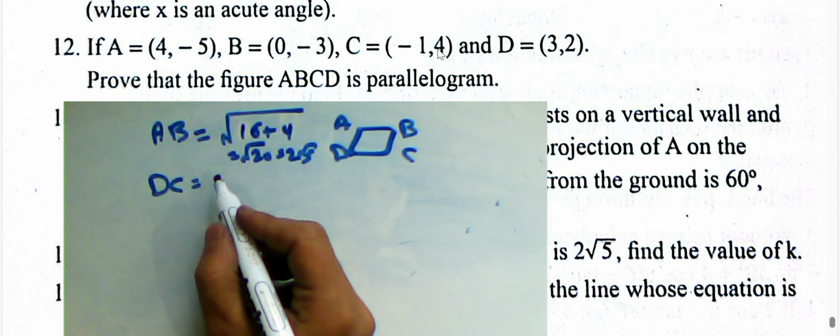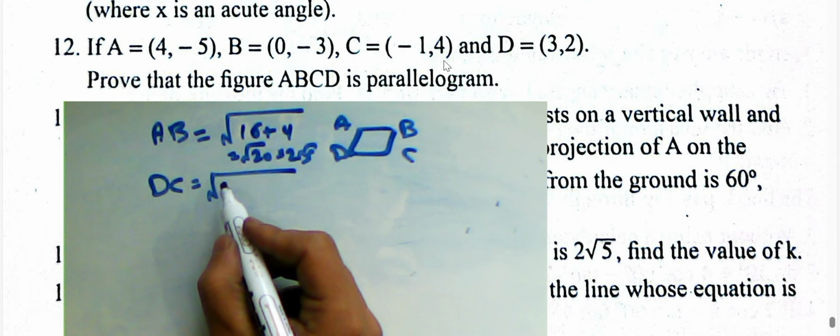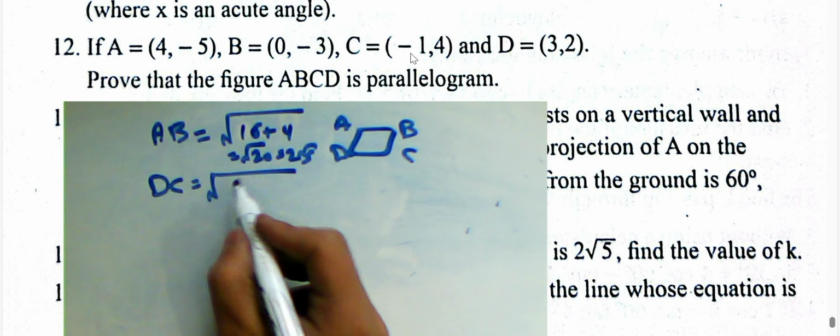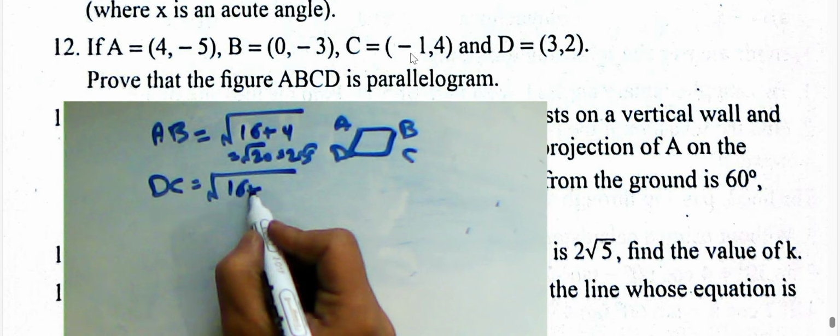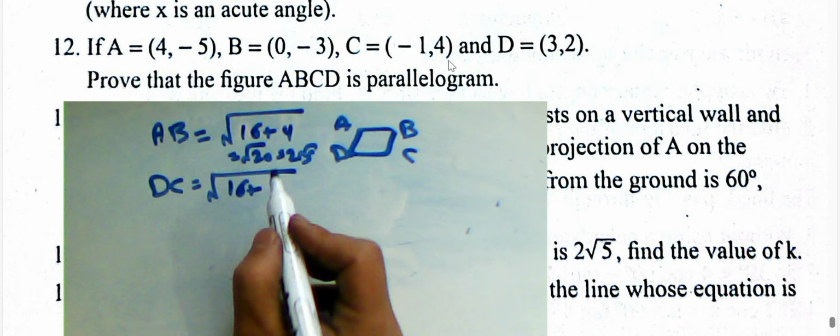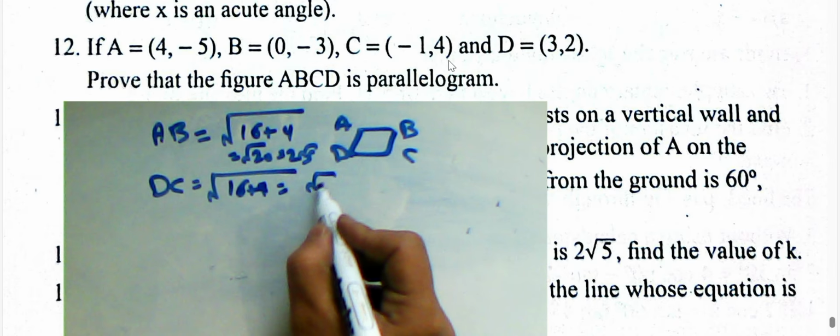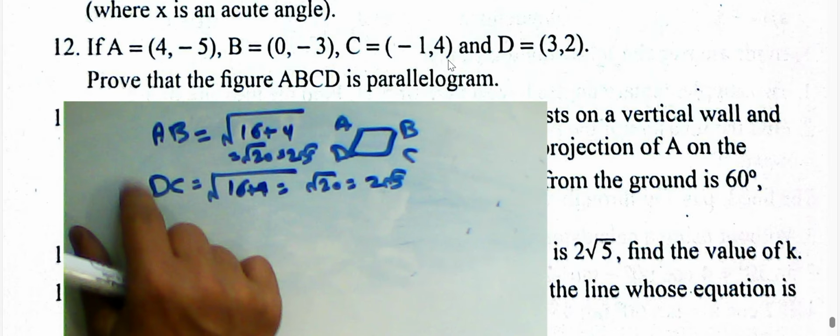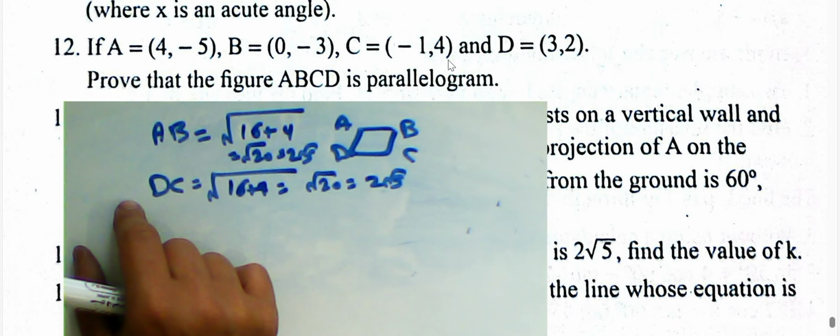And also we can find the length of DC. Square root of: 3 minus negative 1, it will be 3 plus 1, which is 4. 4 squared equals 16. And we have 2 minus 4, negative 2. Negative 2 squared is 4. It's the same, right? Square root of 20, it will be 2 root 5. Then we have proved that the 2 line segments have equal length.